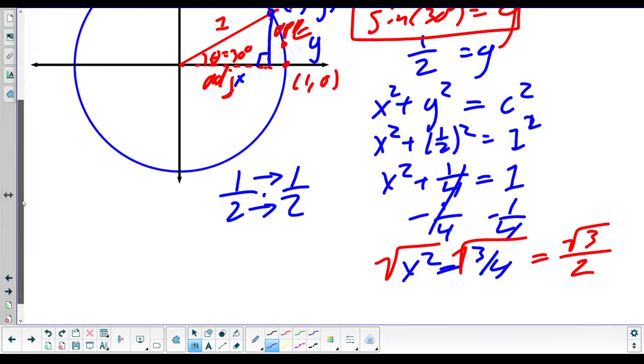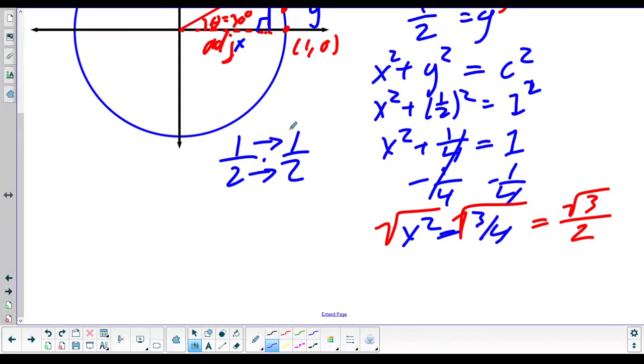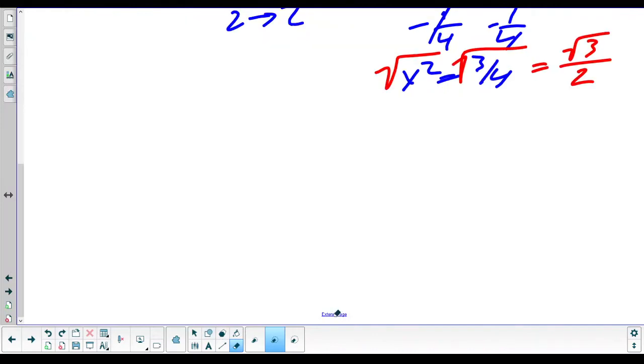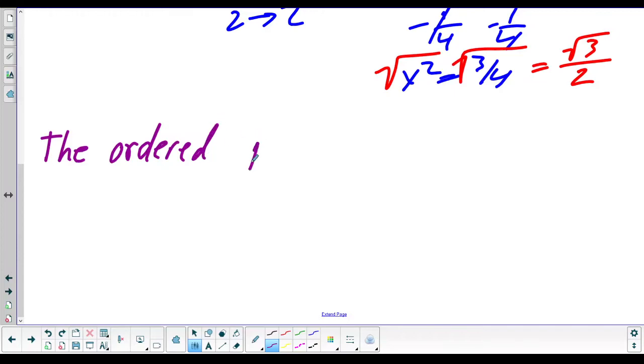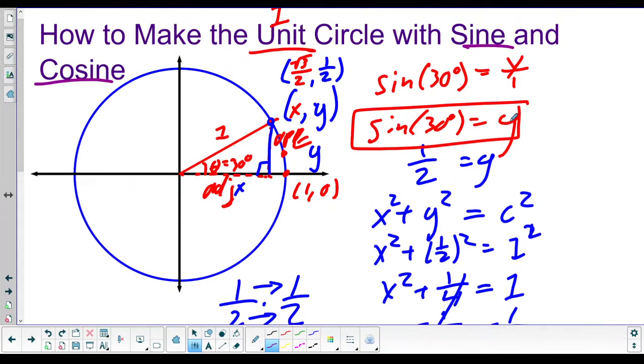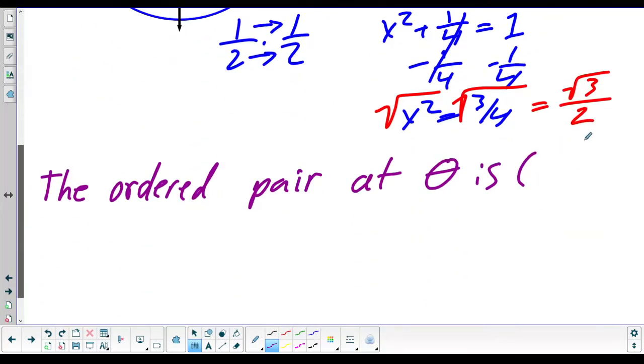What I mean by that is when you are looking for ordered pairs on the circle, wait. Give me some more room. Okay. Write this down. This is important. The ordered pair at theta is, sine tells us y. Sine of theta.